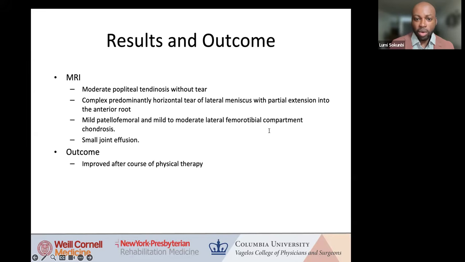And then we prescribed her a course of physical therapy, and she actually did improve. So that's good to see that we were able to target what her diagnosis was and to make sure she got the right targeted therapy for that as well.